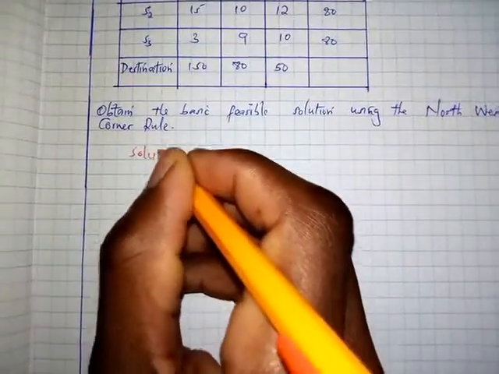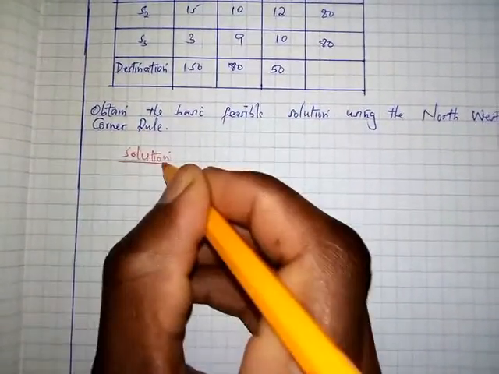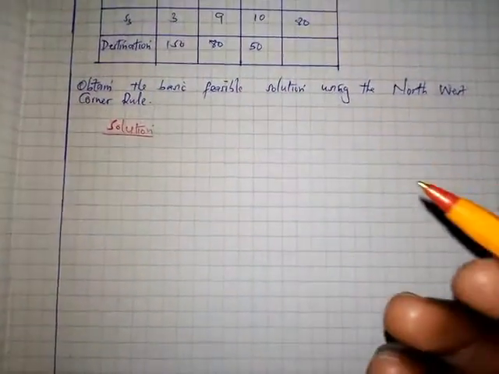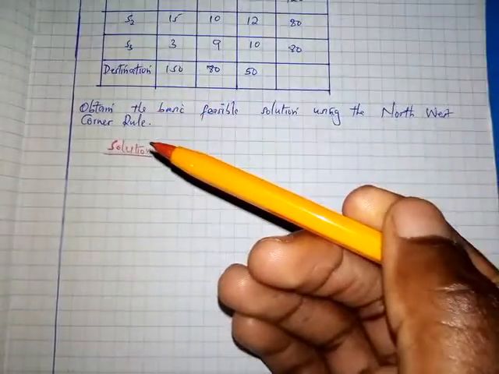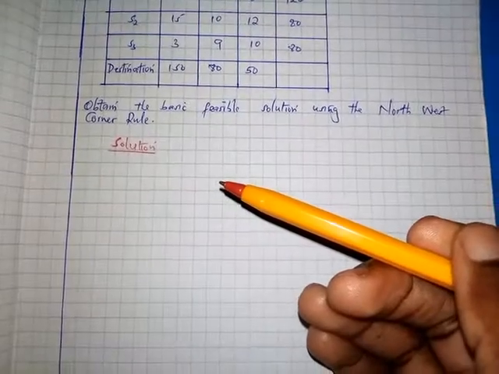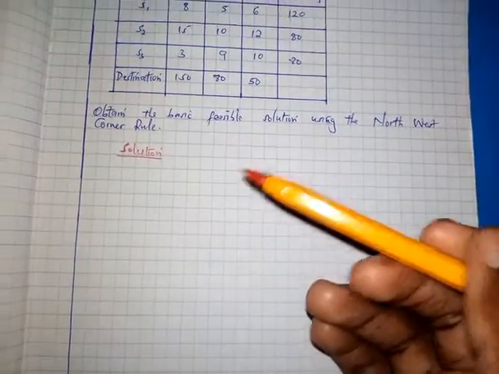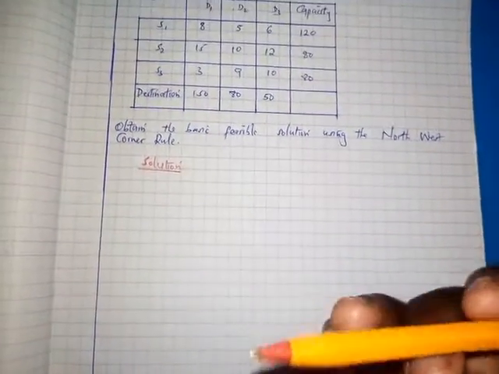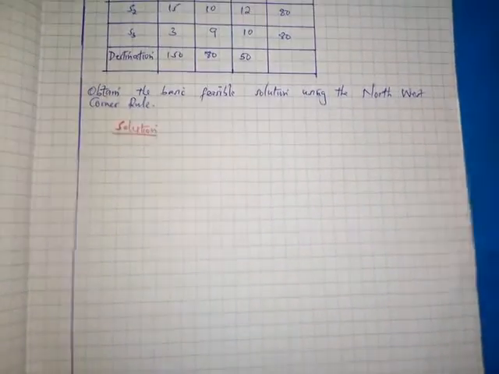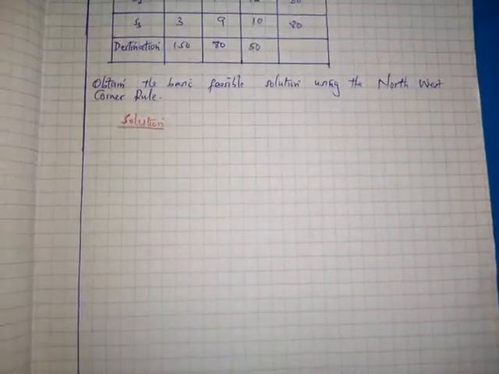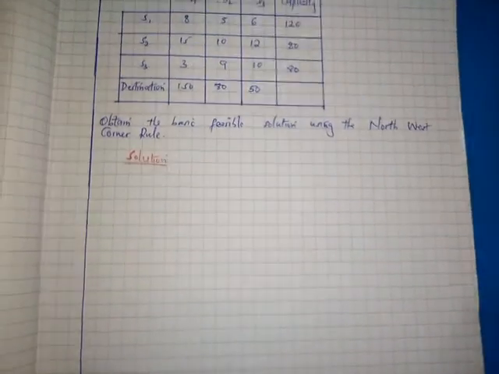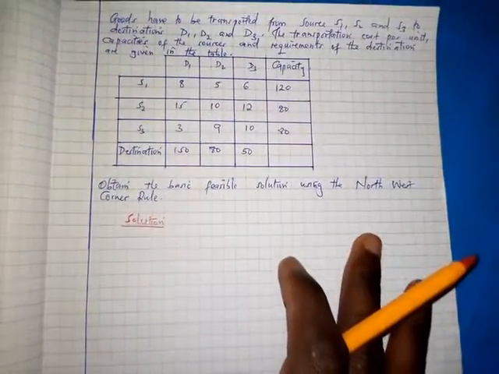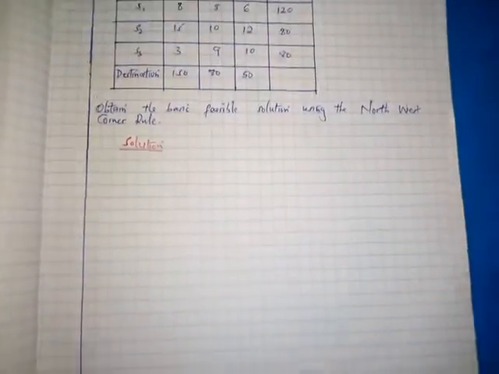I say solution. For us to start solving this using the northwest corner method, we'll have to create another table. Don't worry, it's not difficult, it's not hard. Just understand and you'll get to know it and love it.